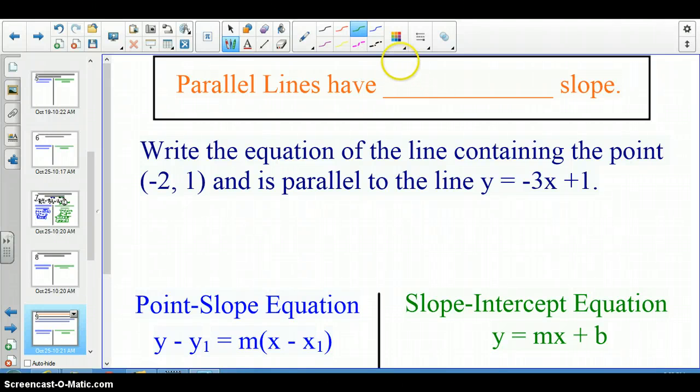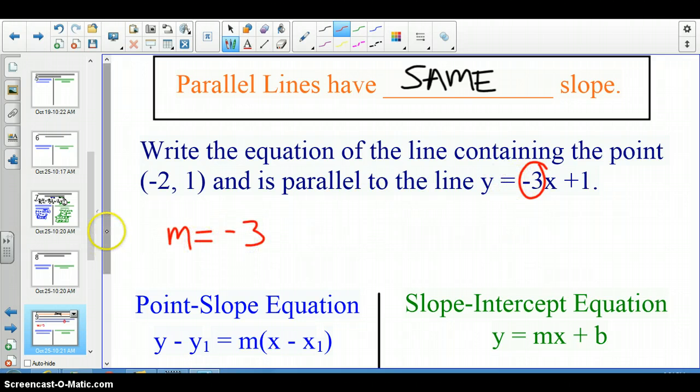Okay, parallel lines have the same slope. So parallel lines, same slope. So now if we need to write an equation of the line containing this point, negative 2, 1, so we want to write an equation where this line goes through this point and is parallel to this line. So first, what is your original slope of this equation? Negative 3. Negative 3 is our slope. Parallel lines, same slope. So we are going to use negative 3 for our slope.